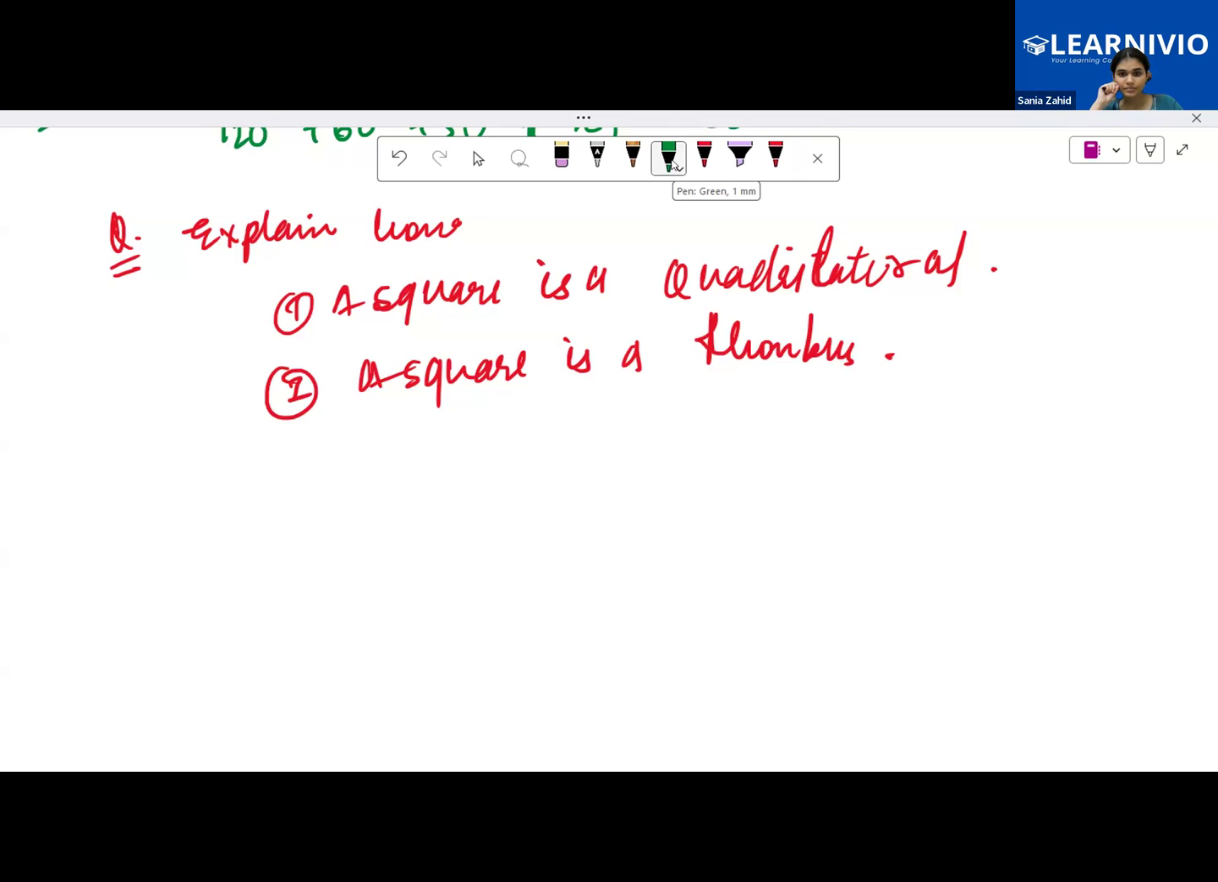Ma'am, quadrilateral means the shape that has four sides. Quadrilateral one is correct. Tell me why is a square a rhombus? Because it has all the properties of a rhombus. What are those properties? Opposite sides are equal. Opposite angles are equal. Diagonals are perpendicular bisectors of each other. Okay, very nice. All sides are equal and diagonals are perpendicular bisectors.